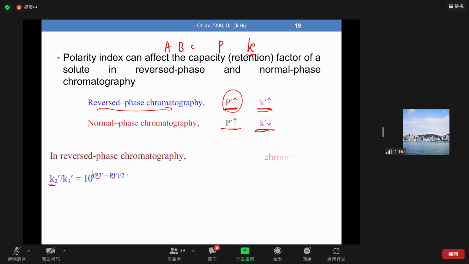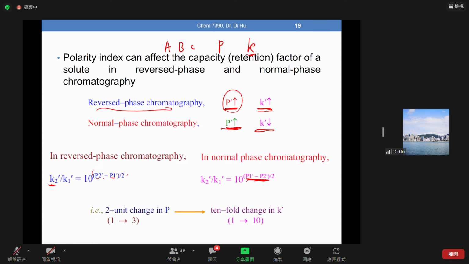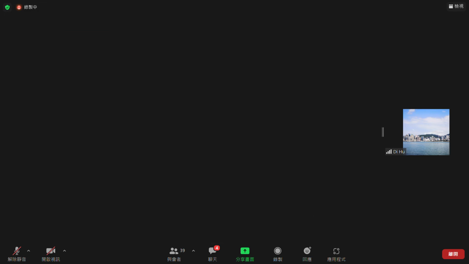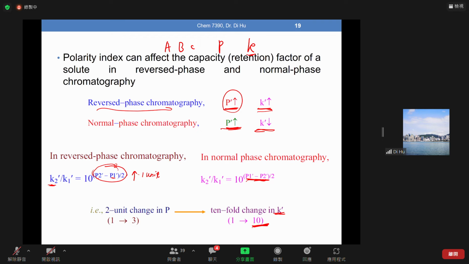So how about for normal phase? Because P increases, K decreases. So pay attention here. Here is P1 minus P2, okay? What we see is that if the P value increased by 2 units, this part will increase by 1 unit, right? Since it's exponential, if this increases by 1 unit, the K value will increase by 10 times.